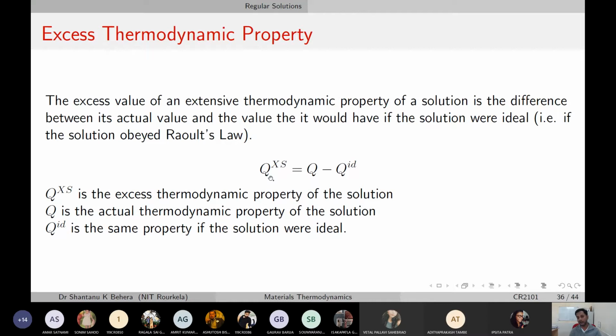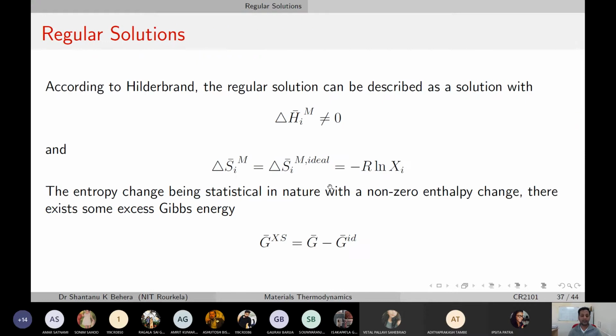And instead of Q, if we write free energy, Gibbs energy, molar Gibbs energy, then we could write that G excess is G minus G_ID, and all of these things are upon mixing. So with this, we define something like G excess.